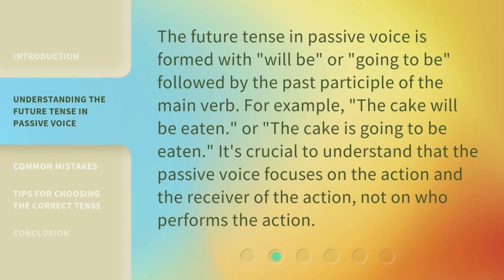The future tense in passive voice is formed with will be or going to be, followed by the past participle of the main verb. For example, the cake will be eaten, or the cake is going to be eaten. It's crucial to understand that the passive voice focuses on the action and the receiver of the action, not on who performs the action.